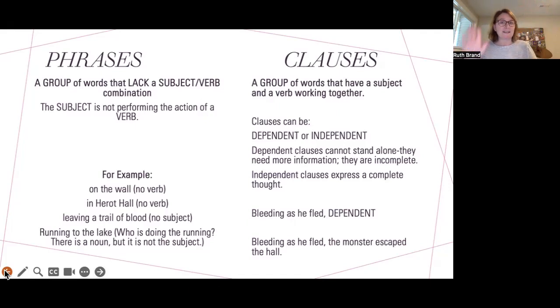So I tried to put phrases and clauses lined up here side by side. Let's talk about a phrase. So a phrase is a group of words and a clause is a group of words, right? They're both groups of words. But the difference is that a phrase lacks a subject and a verb that are working together, like a subject verb combo, like a 1-2 punch, boom, boom. The subject, if there is a subject in a phrase, it's not performing the action of a verb. So it's not doing the work. Let me show you some examples. I think examples is what brings this kind of thinking to life.